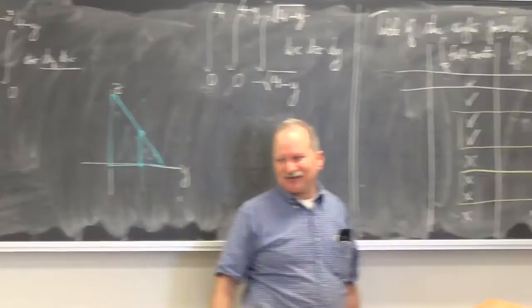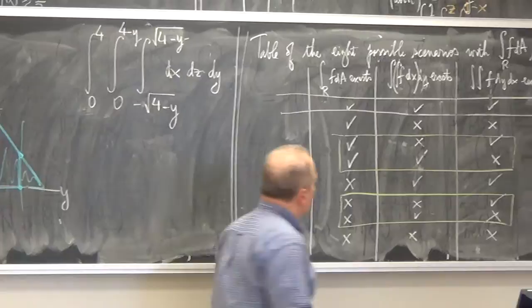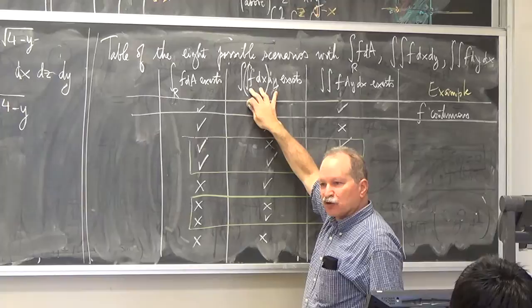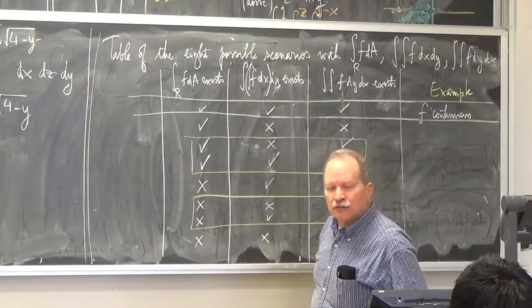Since Daniel suggested it, how do we stop the integral fixing y from existing for just one value of y? Louder?